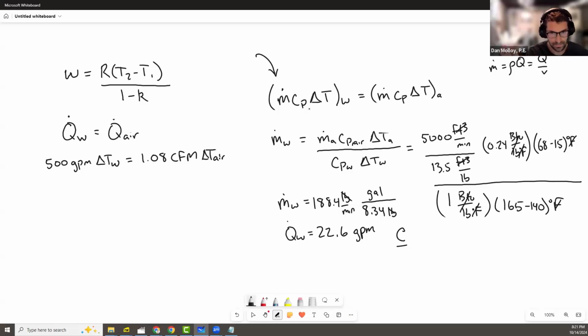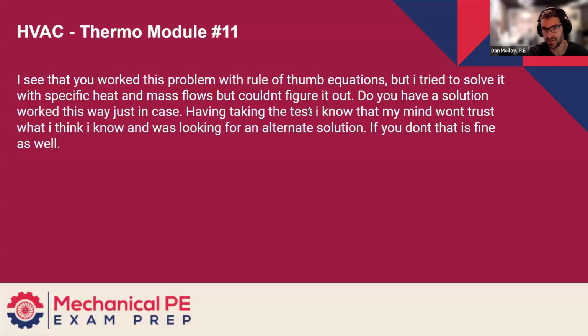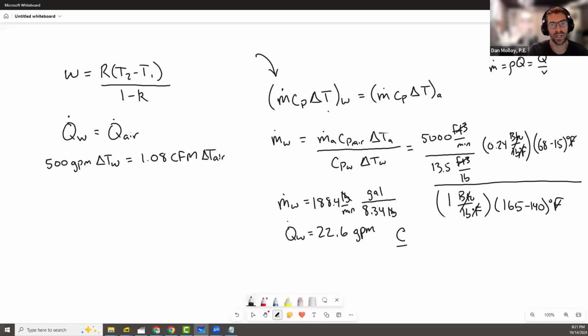But more concerning than the particulars of this problem to me is your statement at the end that you've taken the test and you know that your mind won't trust what you think you know. And I just want to kind of tackle that head on because, first of all, you do want to know these rule of thumb equations, right? And you want to know this. I actually like that you prefer this method because it shows me that you like to see things from the bottom up, and you're probably going to be very careful with the units and make sure everything checks out.